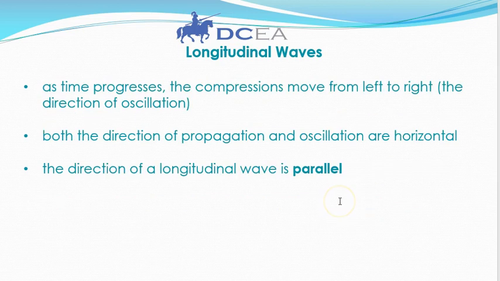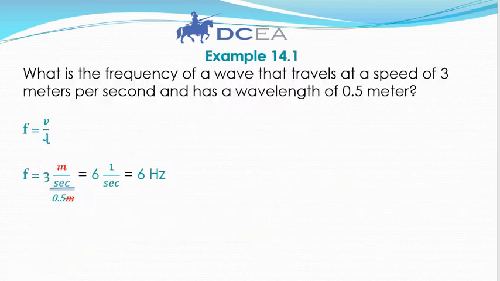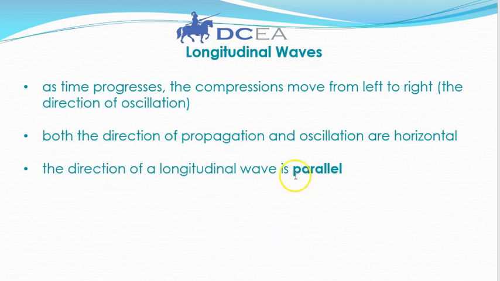As time progresses, the compressions move from left to right, and that's the actual direction of propagation. Both the direction of propagation and oscillation are horizontal. The difference between the two types of waves is the first wave, the transverse wave, is actually perpendicular, and the longitudinal wave is parallel. So let's take a look at an example.